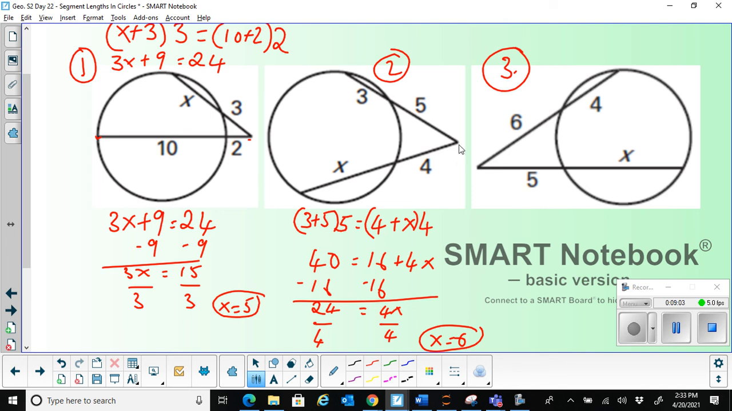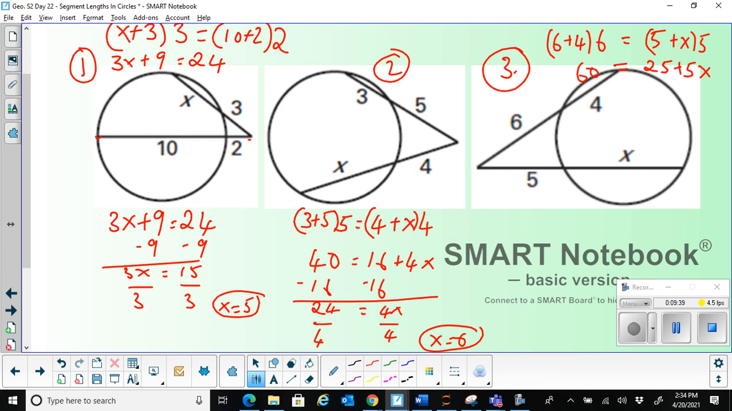Here once again I have the secant segment, which for the first one is 6 plus 4 times the external portion of the secant segment, which is 6, equals the other secant segment, 5 plus x, times the external portion of this secant segment, which is 5. Let's simplify this further. 6 plus 4 is 10. 10 times 6 is 60. Equals 5 times 5 is 25 plus 5x.